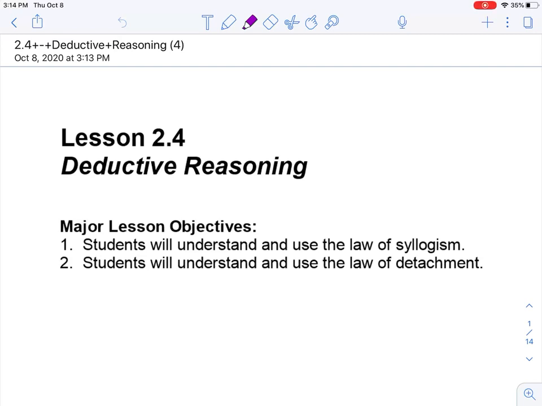Hello, today we are covering 2.4 deductive reasoning. You guys will be able to understand and use the law of syllogism as well as the law of detachment.